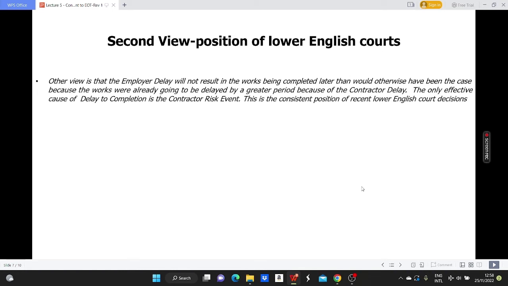Second view, the position of lower English courts. The other view is that the employer delay will not result in the works being completed later than would otherwise have been the case, because the works were already going to be delayed by a greater period because of the contractor delay to completion. Thus, the only effective cause of the delay to completion is the contractor risk event. This is the consistent position of recent lower English court decisions.